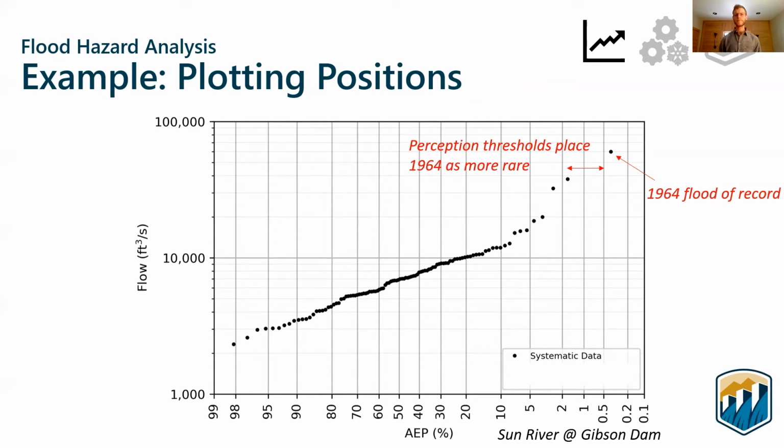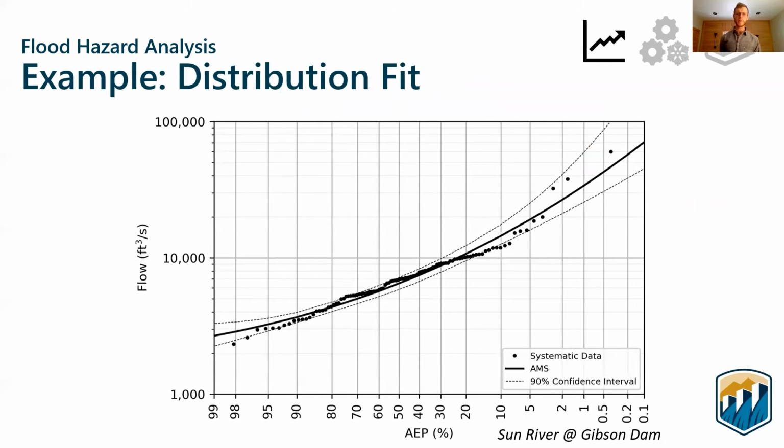Once you've done that, you then would use an algorithm or program to fit a distribution to these peaks. Here's a fit distribution, log Pearson 3. From this, we have our 100-year flood out here, right where the annual exceedance probability equals 1%, and that's about 34,000 CFS.